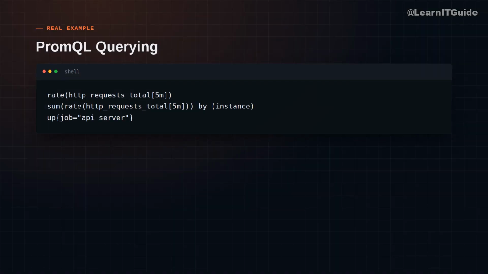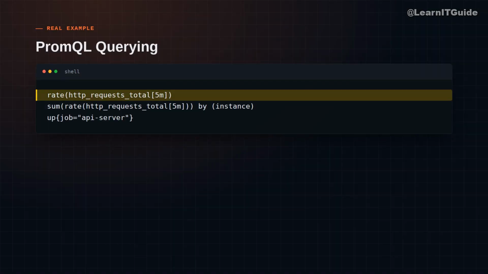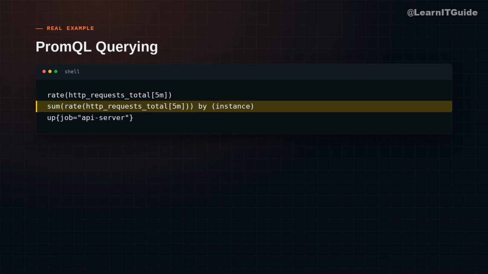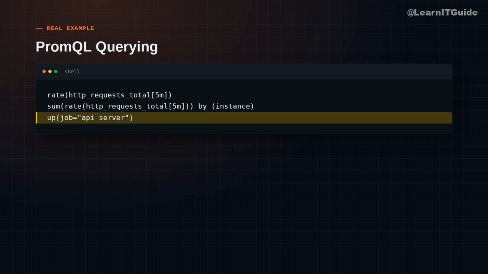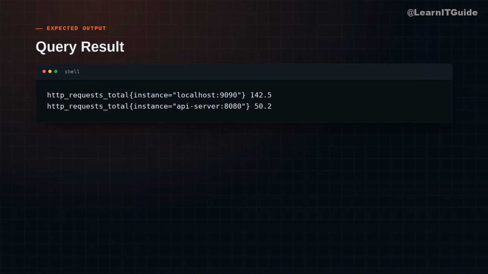In production, you will use PromQL. The first line calculates the request rate over a 5-minute window. The second line aggregates those rates by instance, which is critical for load-balanced environments. Finally, the third line checks the availability of your specific API server job. These queries are the foundation of your dashboards. When you execute these in the Prometheus UI, you get back the current value of the metric. As you can see, it shows the instance and the calculated value. This data is what powers your alerts and visualizations.